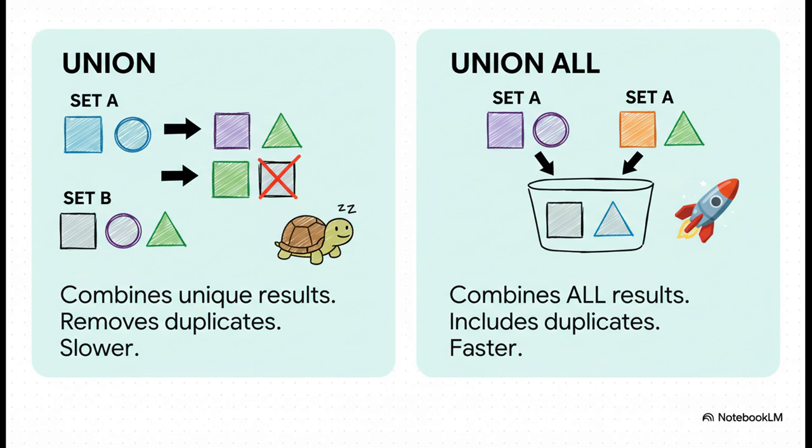Now, here's the critical difference between union and its sibling, union all. A regular union combines 2 sets, and then it does all this extra work to sort them and remove any duplicates. Union all, on the other hand, just stacks the 2 sets together, duplicates and all. That no extra work part makes it way faster.